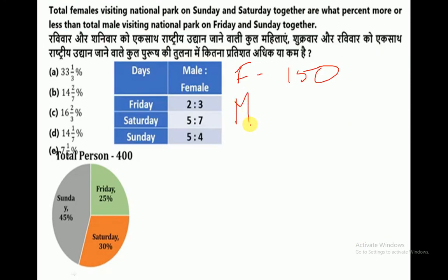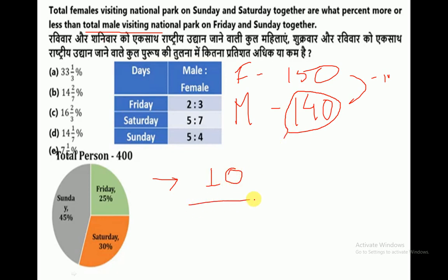Males is 140. Females is 10 more, right? 10 more. And it's asked how much is females more or less than total male visiting. So we have to compare with males. Okay, so females are 10 more than total number of males.